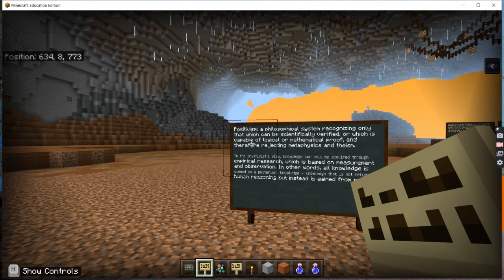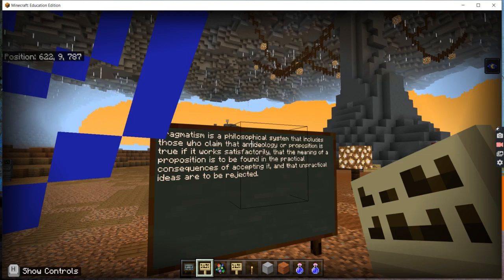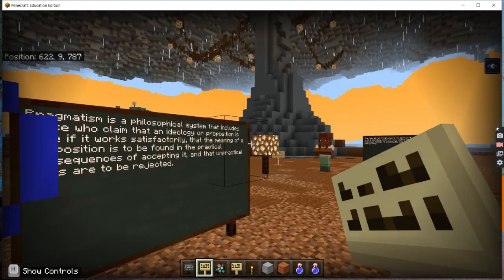Interpretivism emphasizes the influence that social and cultural factors can have on an individual. And pragmatism. Pragmatism focuses on a practical point of view.